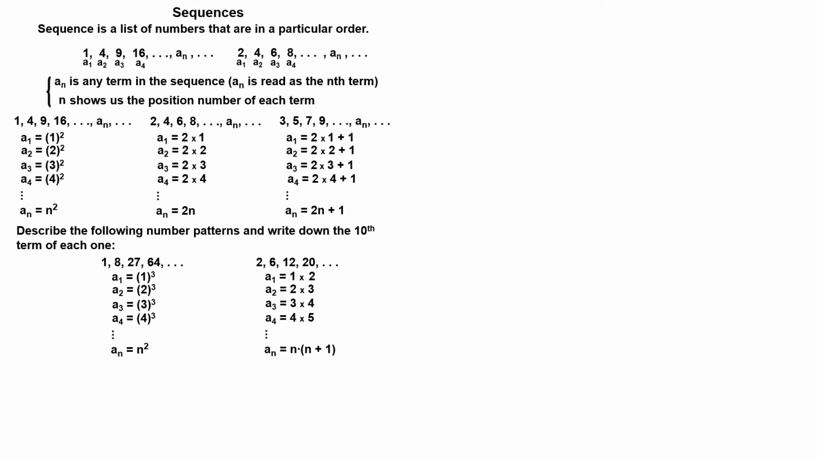Now we have the general term formula for each sequence. Then we can find the 10th term of each one. We replace n with 10 in each one and perform the calculations.